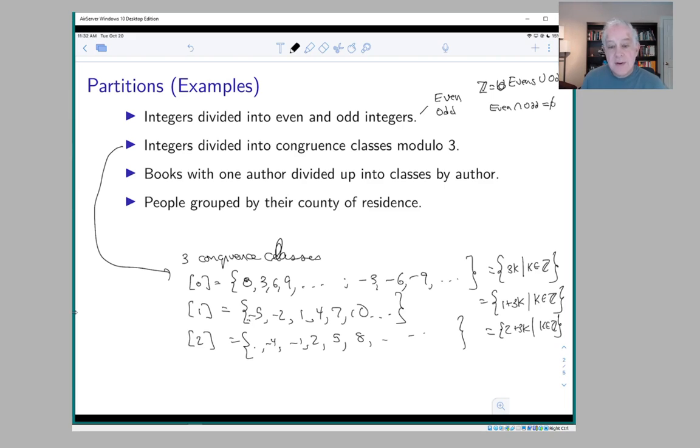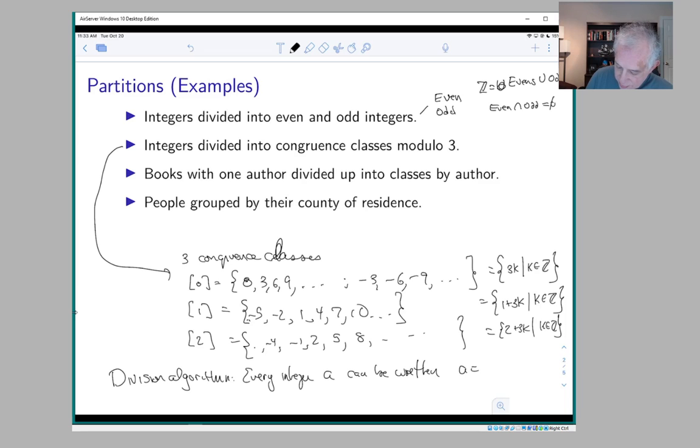And how do we know these form a partition? Well, we know these form a partition because of the division algorithm. Remember that the division algorithm says that every integer a can be written a equals 3q plus r, where r is 0, 1, or 2, and this is unique.